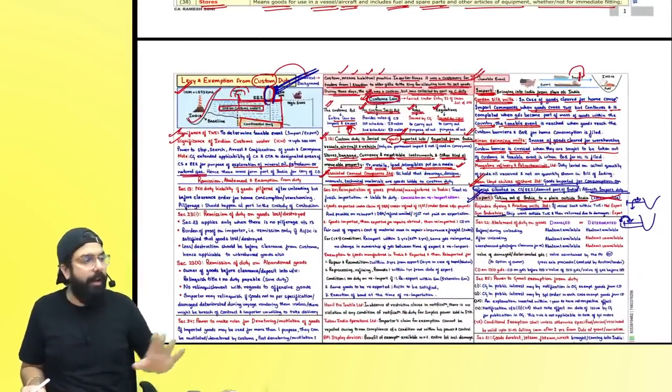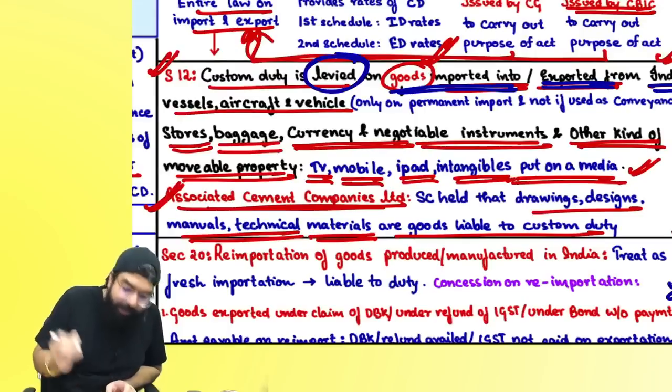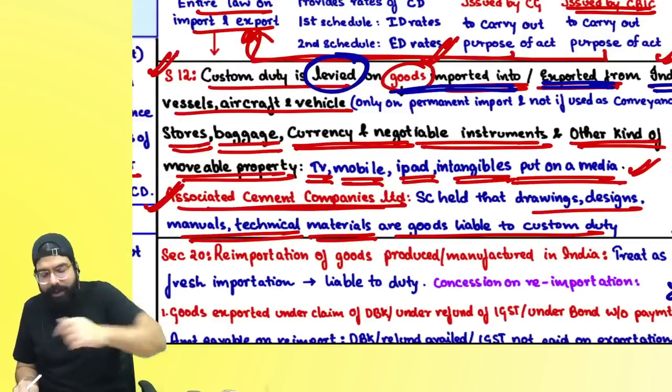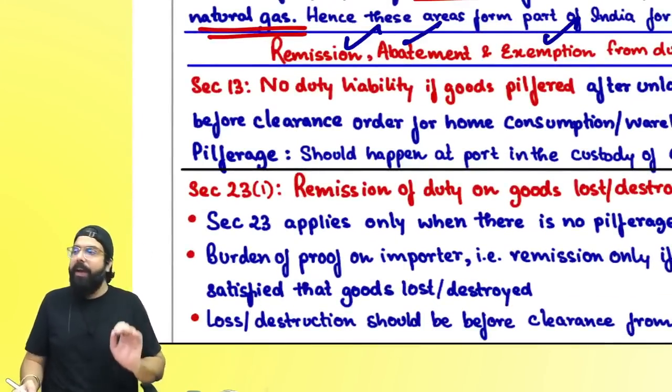Always remember one thing, customs duty is levied on what? Goods imported into or exported from India, but this levy is subject to some other sections, some remission, some abatement, and some exemption.